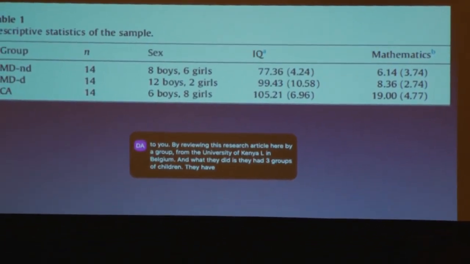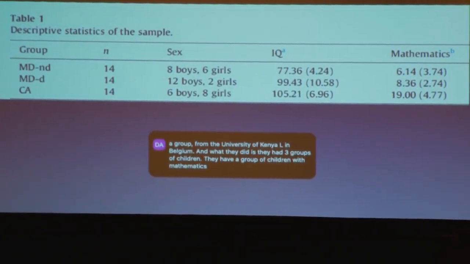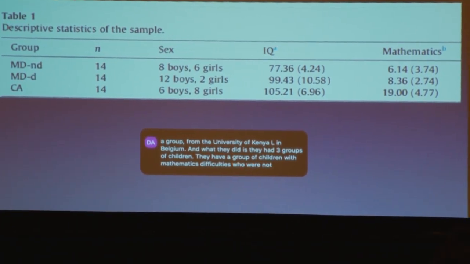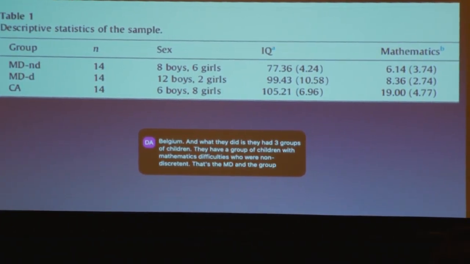or not. Let me illustrate this to you by reviewing this research article here by a group from the University of KU Leuven in Belgium. And what they did is they had 3 groups of children. They had a group of children with mathematics difficulties who were non-discrepant. That's the MD-ND group. And as you can see from the table, they've got low IQ and they've got low math. Then there's an MDD, that's an MD discrepant group.